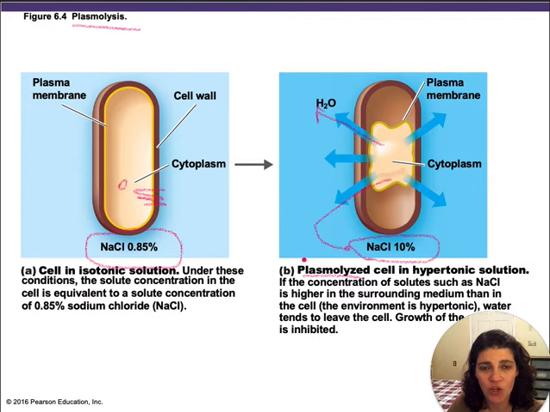So you bring more water out to try to equilibrate the concentration, but what ends up happening is the cell shrinks. Why is the cell wall intact? Because the cell wall keeps the shape of the bacteria, right? So the only thing that really shrinks with the bacteria is the plasma membrane.